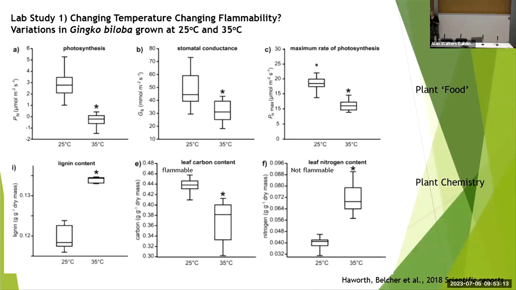And we can see that, for example, stomatal control decreases at 35 degrees, and so did the maximum rate of photosynthesis. And then if we look at how that maybe translates into what the plants are doing in their chemistry, we've measured the leaf lignin content, where we saw an increase at 35 degrees centigrade, and carbon and nitrogen, you can see they do the opposite as would be expected. So a decrease in carbon content, which is typically flammable, but an increase in nitrogen content, which is typically not so flammable.